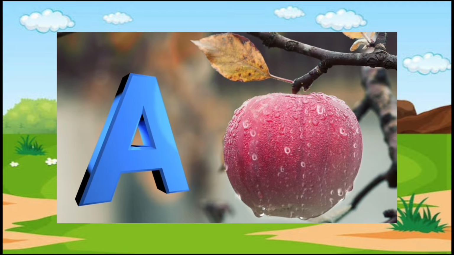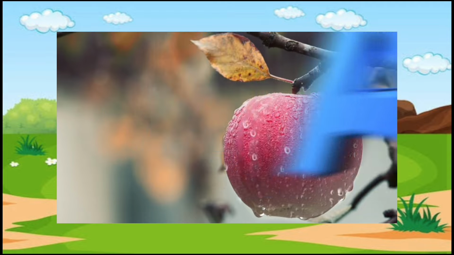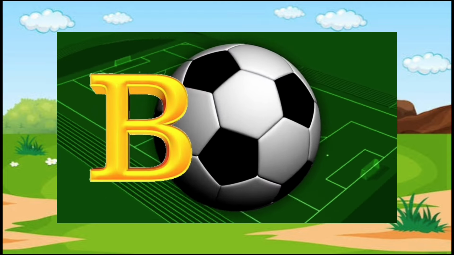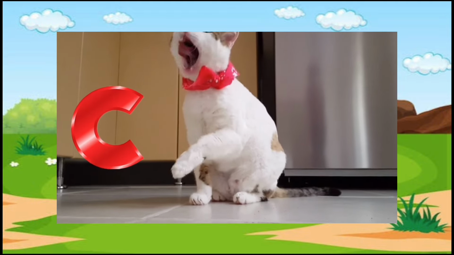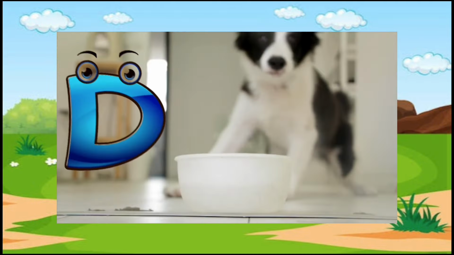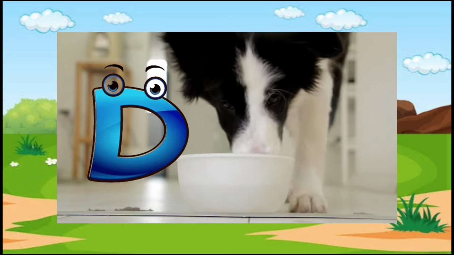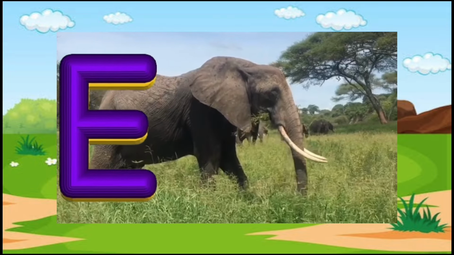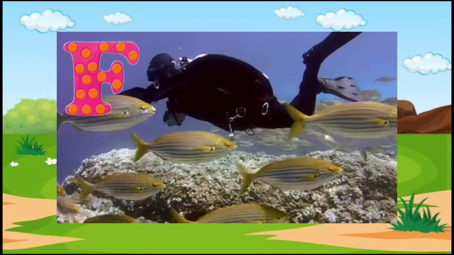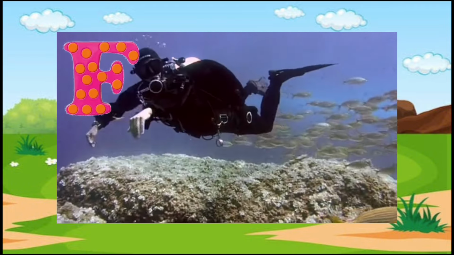A for apple. B for ball, ba, ba, ba. C for cat, k, k, k. D for dog, d, d, d. E for elephant, e, e, e. F for fish, f, f, f.